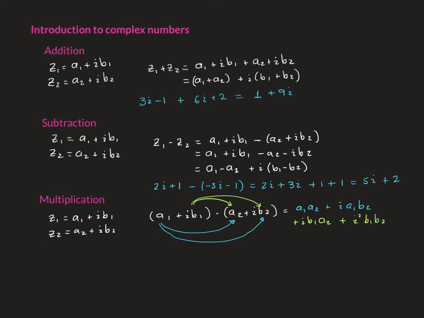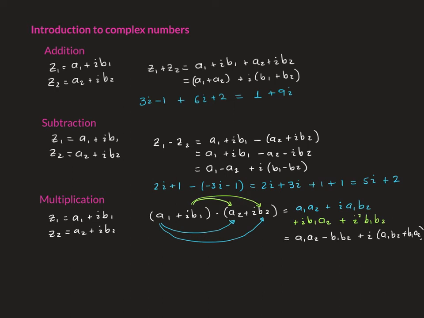Remember that the definition of i was i squared is equal to minus 1. So we can simplify this expression by writing it like this. a1 a2 minus b1 b2 is the real part plus the imaginary part, which is a1 b2 plus b1 a2. And this is what the product would be.